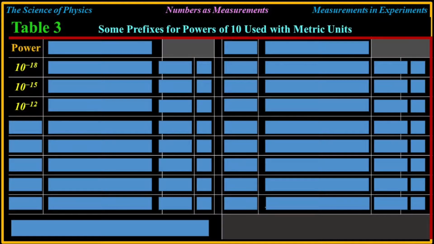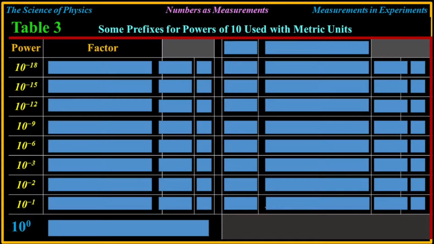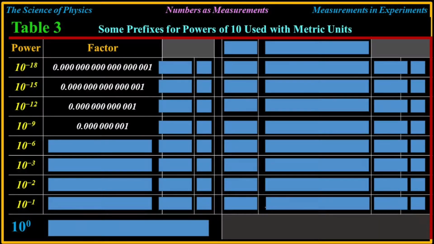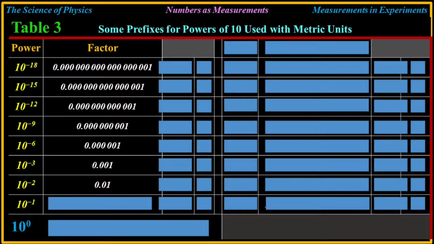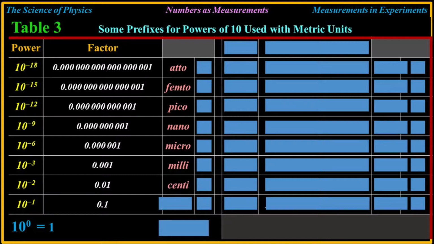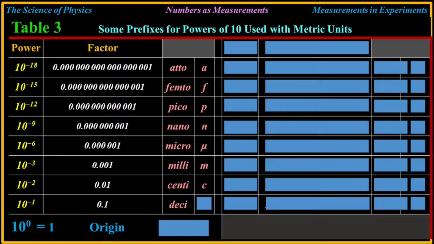So here are the powers. Here are the base 10 powers. And then here's the factor. So that's 10 to the negative 9th, 10 to the negative 6th, 10 to the negative 3rd, etc. And then the prefix: atto, femto, pico, nano, micro, milli, etc. And then here are the abbreviations. For instance, micro is the Greek letter mu.